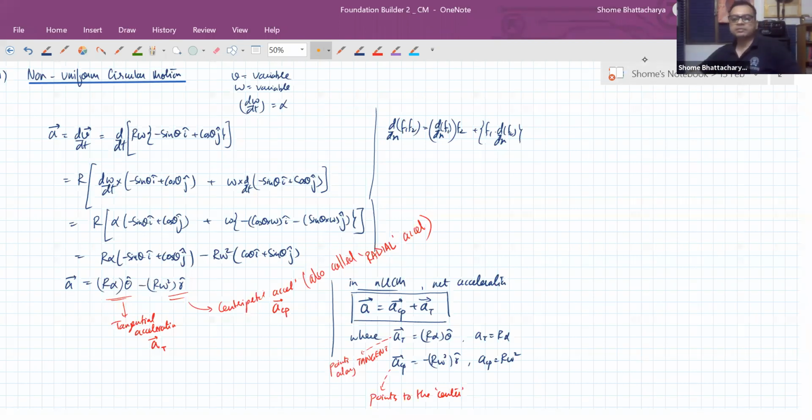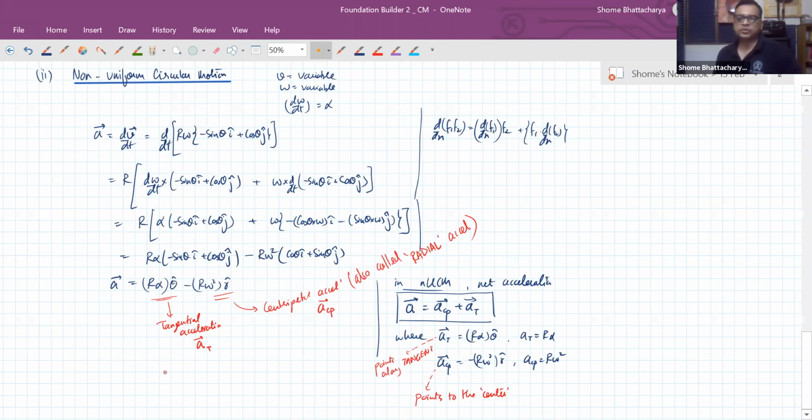Alpha can be constant, can be variable also. Depends. If it is uniformly accelerated circular motion, then alpha is constant. If it is having variable alpha, accordingly. So you have to consider all the cases possible. Okay. But in non-uniform circular motion, alpha should not be 0. It can be constant, it can be variable, but it should be non-zero. The moment it becomes 0, it comes to the case of uniform circular motion.